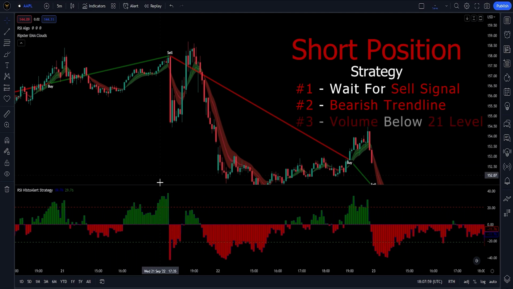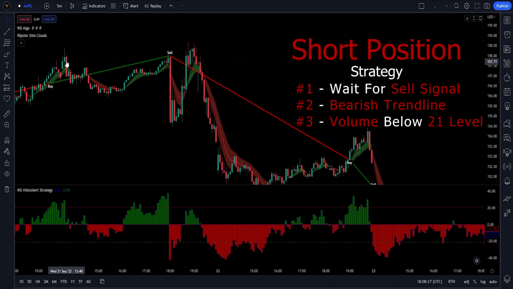Lastly, our rule number 3 is that our volume indicator, which is the RSI Histo Alert indicator, must reach a value below the -21 line. This is our third and final bearish signal, so we can enter a short position. As you can see, these rules are basically the rules we set for the long position, but reversed. This is ultimately what makes this strategy so simple and flexible, because we can use it whether the market goes up or down, we can make money either way.